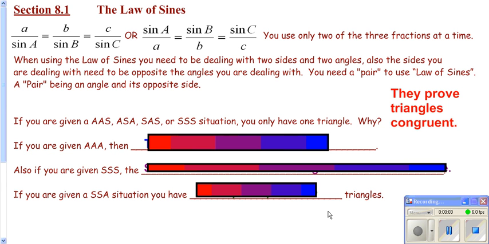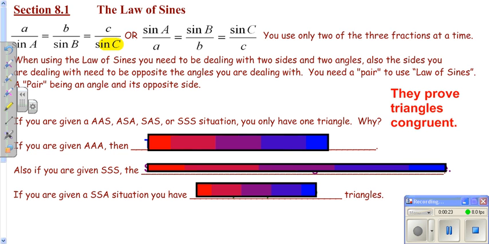We've looked at solving triangles in Chapter 6, Section 7, where we were solving right triangles. This lesson and the next lesson we'll look at solving non-right triangles. When we're looking at non-right triangles, one of the options we have is the law of sines.